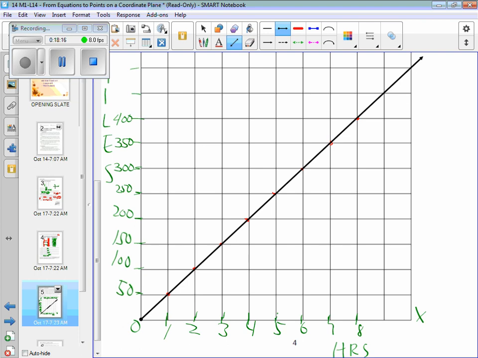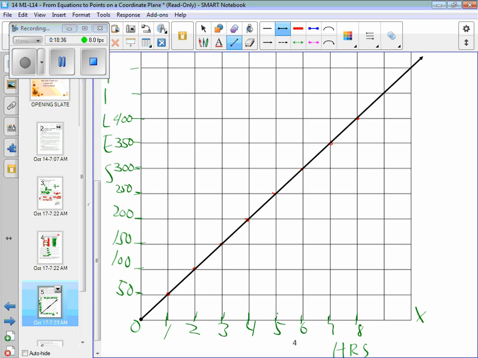How many hours will it take for the train to travel 500 miles? This is why we extend the line. Kirsten? No, I asked how many hours will it take for 500 miles? 10 hours is correct. And one last one.